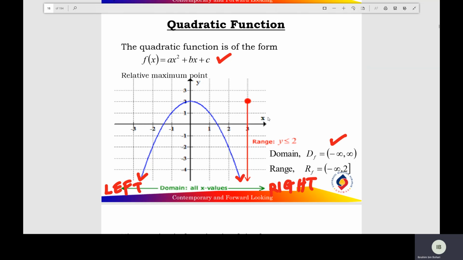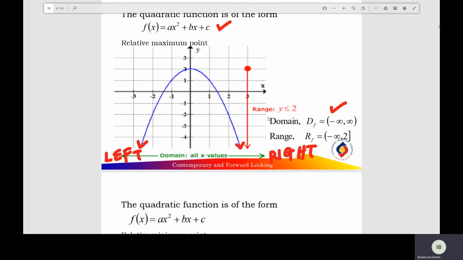And the range of the function, you start at the bottom up. From the bottom up, it starts at negative infinity to y equals 2. Okay, so the answer here is between negative infinity and 2, using a semi-open bracket.